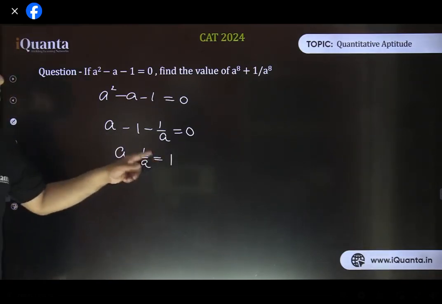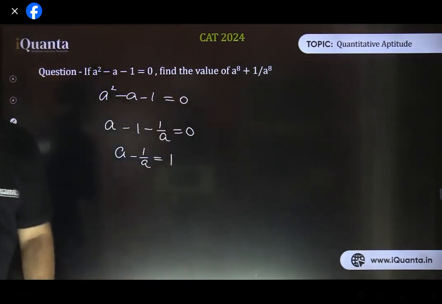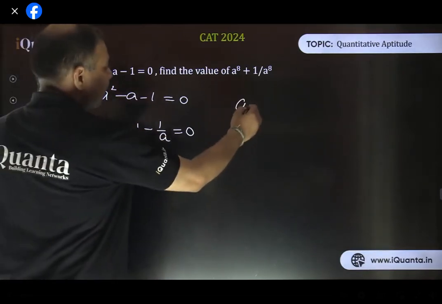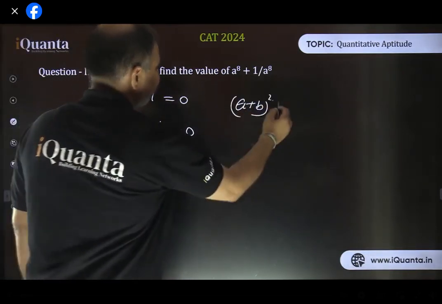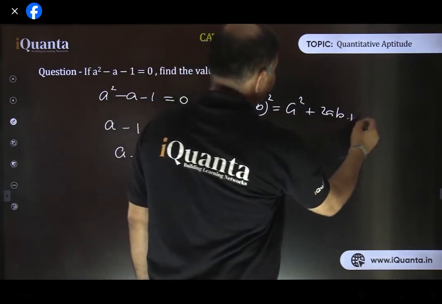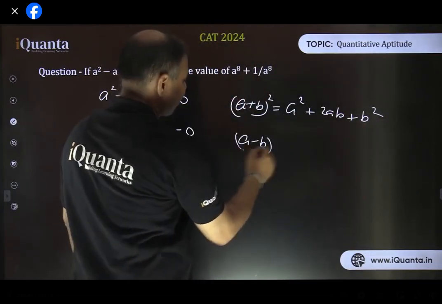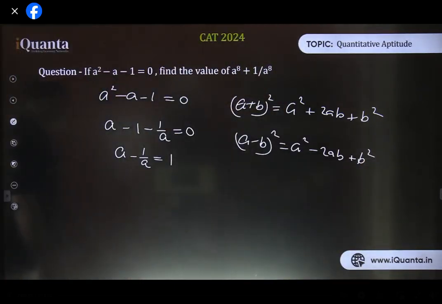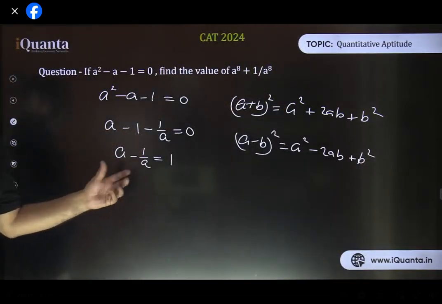So a minus 1 upon a is given to us, and we have to find the value of a power 8 plus 1 upon a power 8. It is very easy now. Just square it. And I hope all of you know that a plus b whole square is equal to a square plus 2ab plus b square, and a minus b whole square is a square minus 2ab plus b square, right? So just using that identity, we divided by a to make it in this format, so that I don't need to find the value of a now.